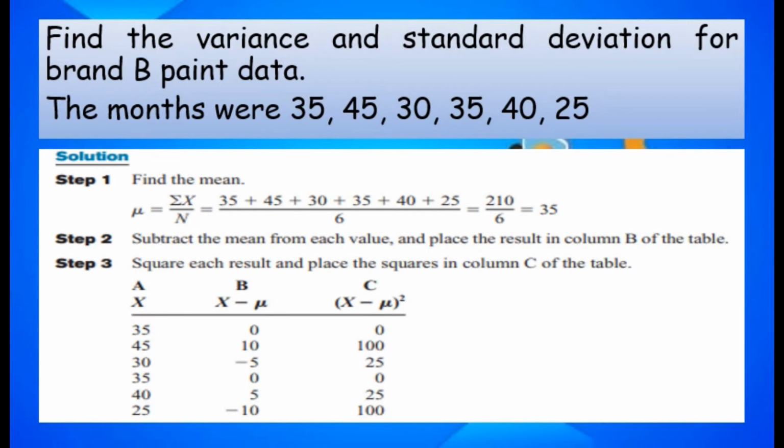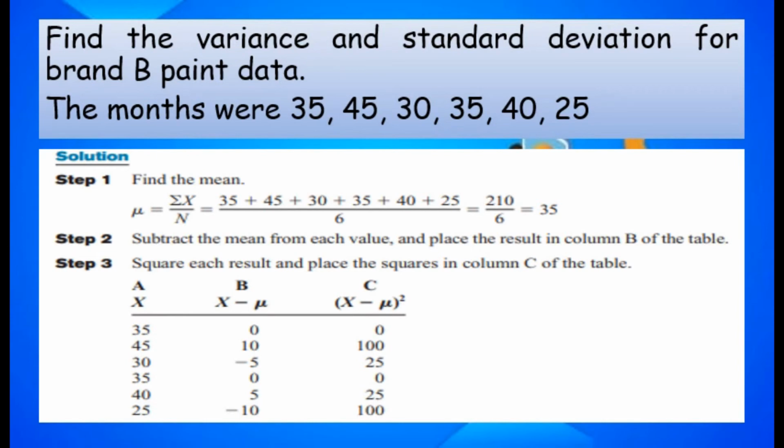First, let's find the mean, where the mean equals the summation of x over n. Then it equals 35 plus 45 plus 30 plus 35 plus 40 plus 25, over 6, which equals 210 over 6. Then the answer is 35.